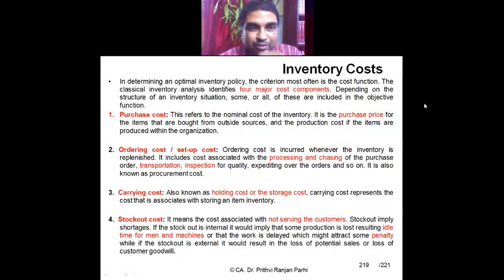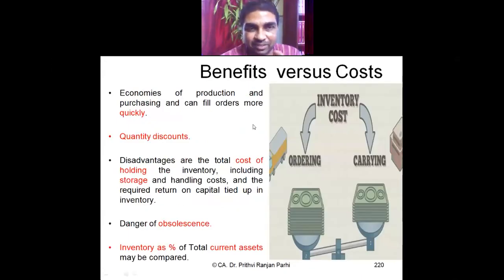So therefore, ordering cost and carrying cost have a kind of inverse relationship. If ordering cost is high, carrying cost will be low. If you want to reduce carrying cost, then ordering cost will be high. Is it not? So somewhere you have to draw a balance between these two costs, between ordering cost and carrying cost. So you have to compare what is the benefit and what is the cost involved here.